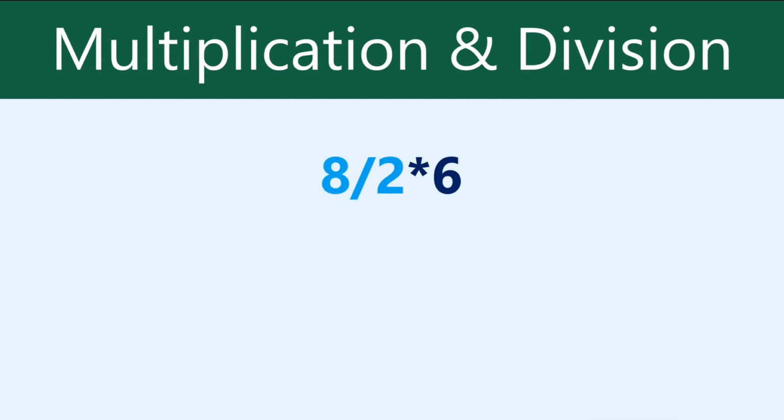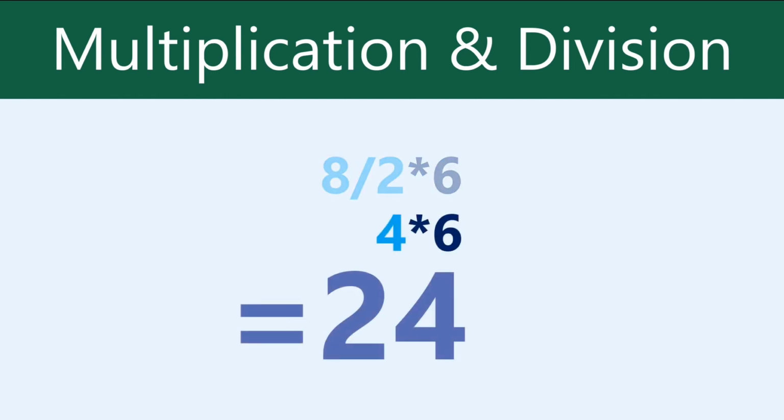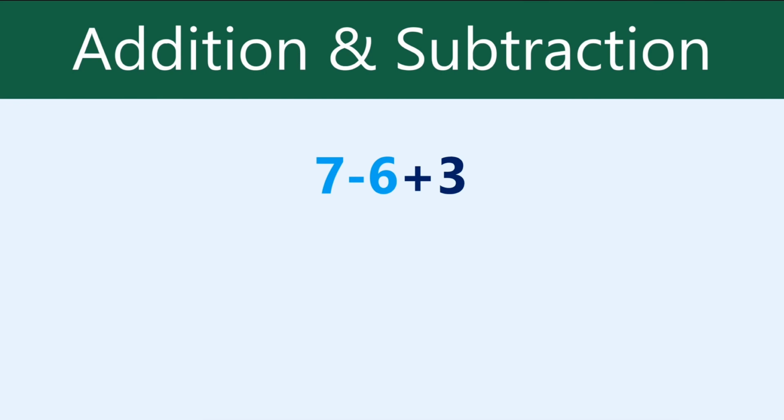Now, multiplication and division are considered to be on the same level. That means if you have both of them in your formula, they're calculated from left to right. In this example, we'll do the division first, and then the multiplication. If we wanted the multiplication to happen first, we could just put it in parentheses, or we could rearrange the formula so the multiplication was on the left. Finally, we have addition and subtraction. Just like multiplication and division, these are on the same level, so we'll calculate them from left to right.